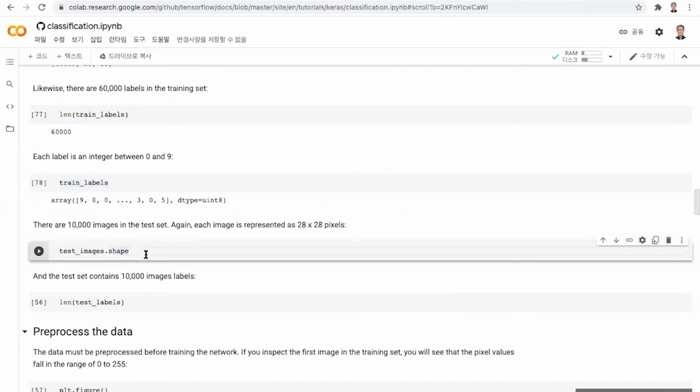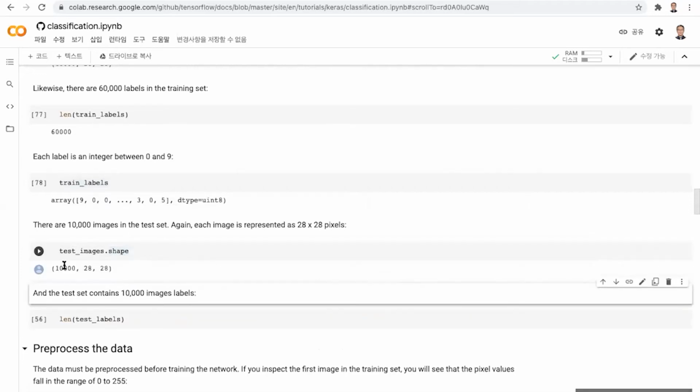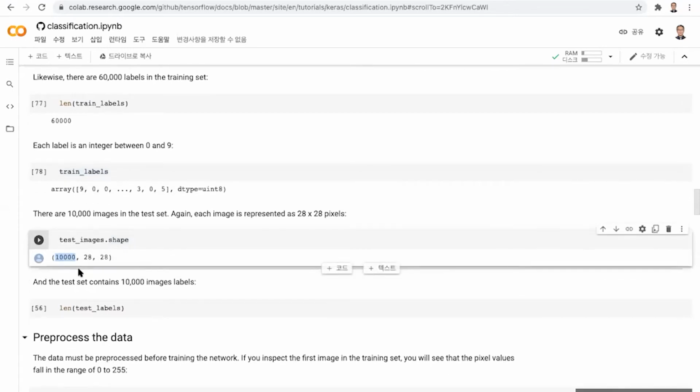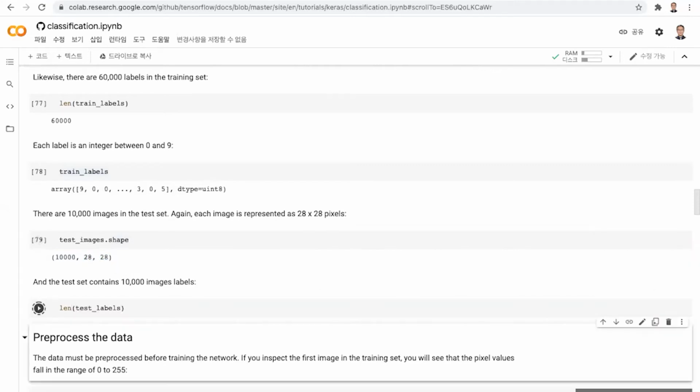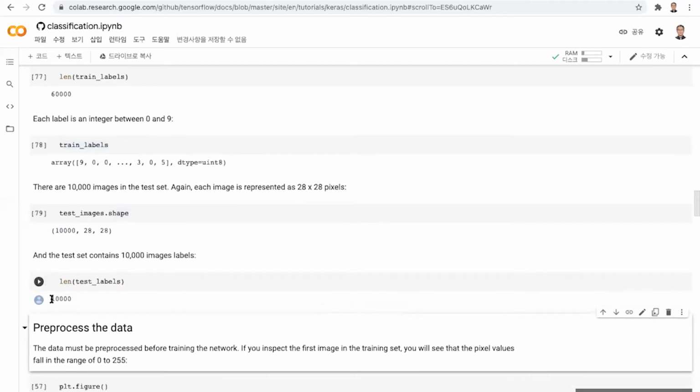Then it also has a test dataset divided into test images, and the test images have 10,000 samples, also with a 28 by 28 shape. And then it also has the answers, so 10,000 answers.